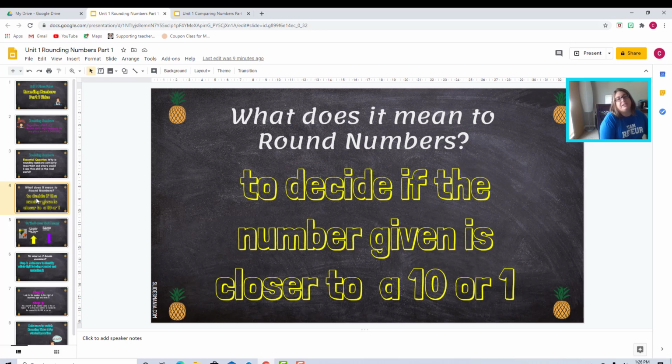So on your paper, you see where it says, what does round numbers mean? You're going to make sure you write your definition down of what rounding numbers means.